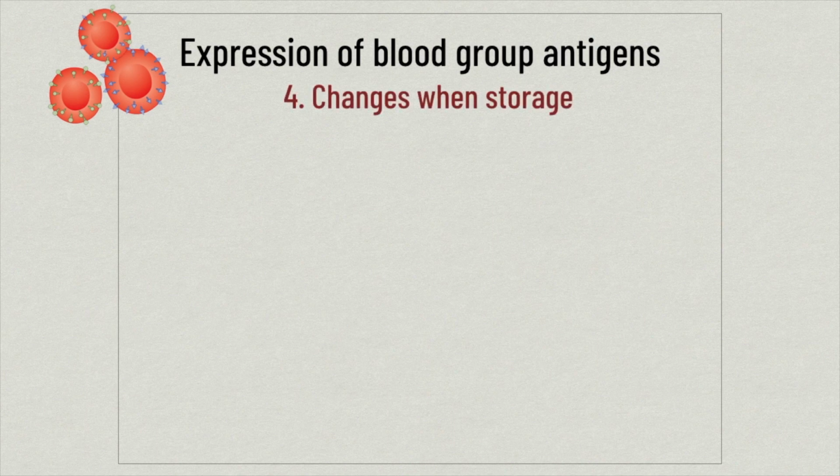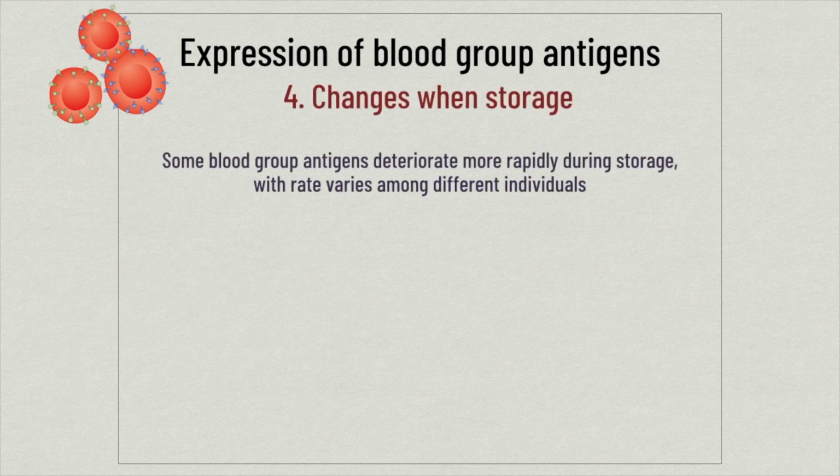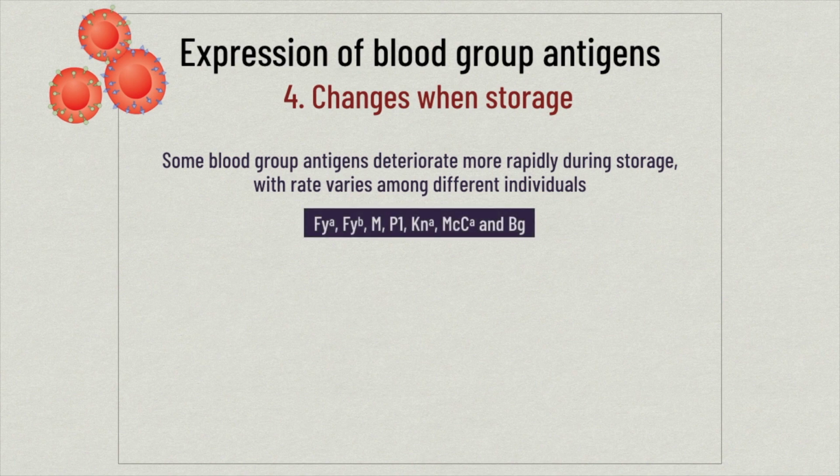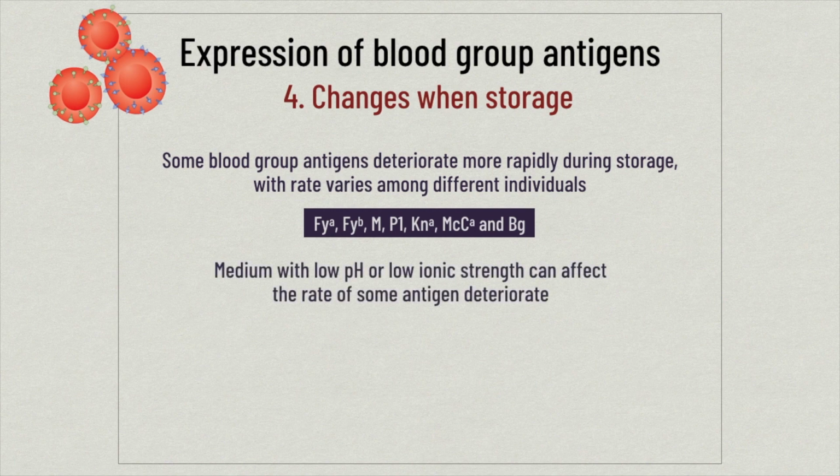Fourth, expression changes during storage. Some blood group antigens deteriorate more rapidly during storage, with the rate varying among different individuals, such as Duffy A, Duffy B, M, and P1 antigens. Medium with low pH or low ionic strength can affect the rate of deterioration of some antigens, such as antigens Duffy A and Duffy B. So, anti-Duffy A or anti-Duffy B may demonstrate differences in reactivity with red blood cells stored in different media.